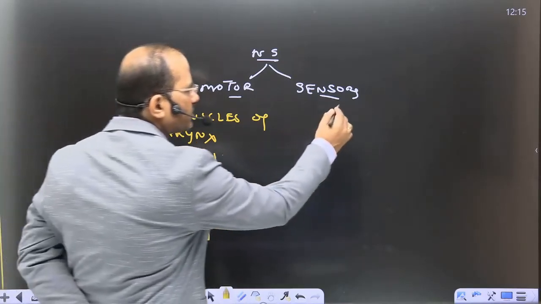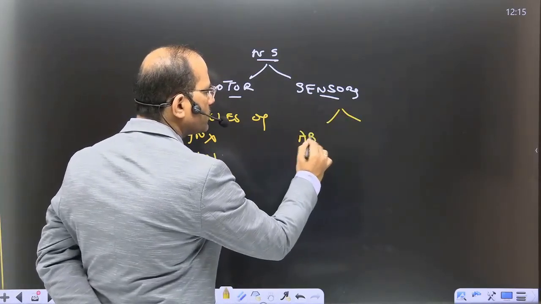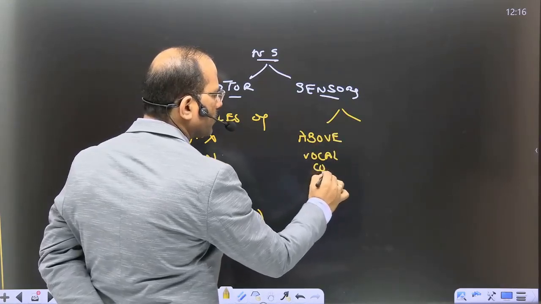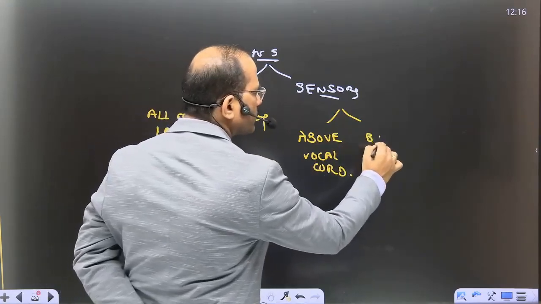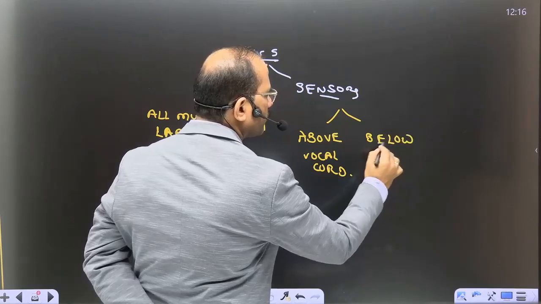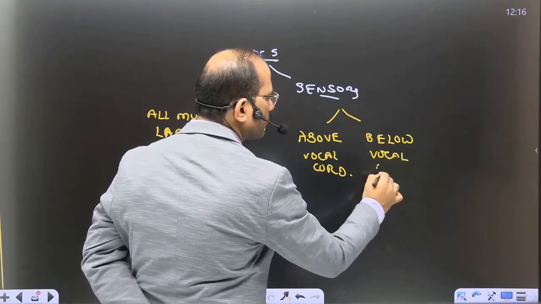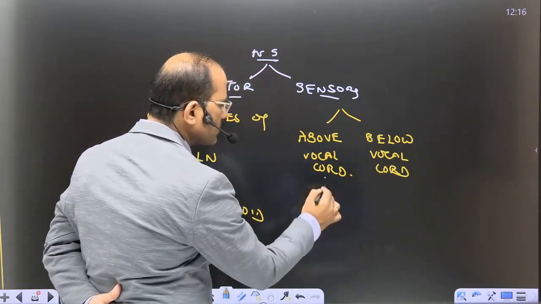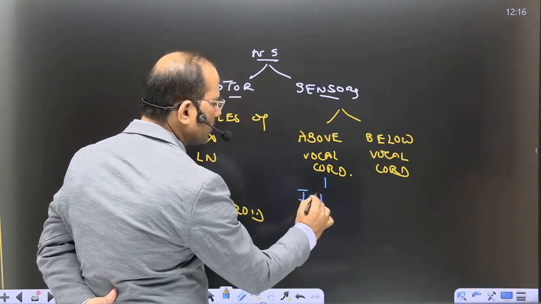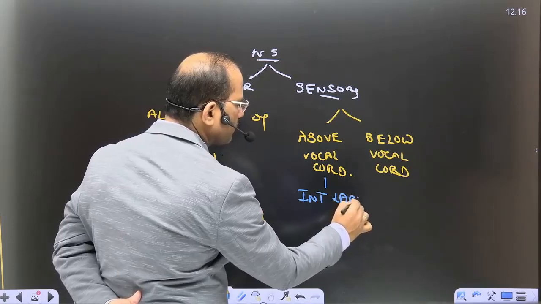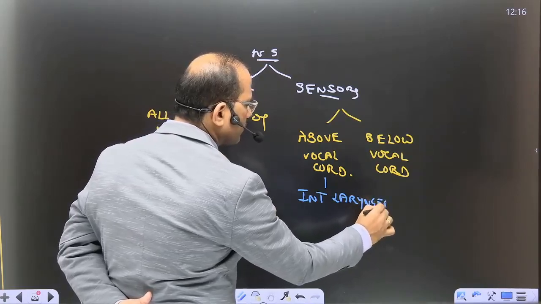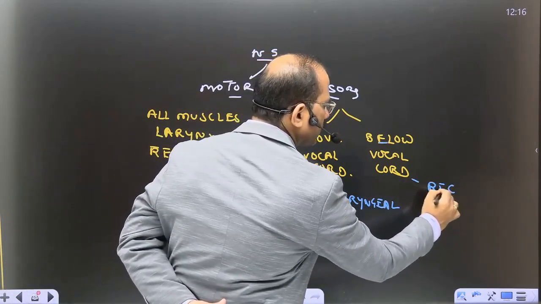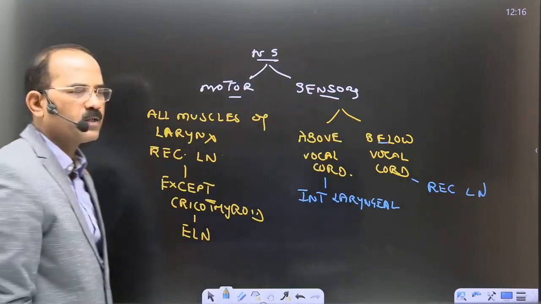And sensory nerve supply above the vocal folds, above the vocal cords, and below the vocal cords. So above the vocal cords is what? Tell me, above the vocal cords is internal laryngeal, and below the vocal cords is recurrent laryngeal nerve. Clear? Just remember this.